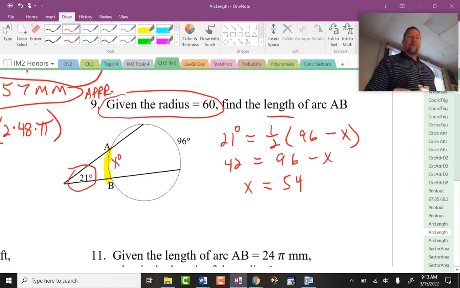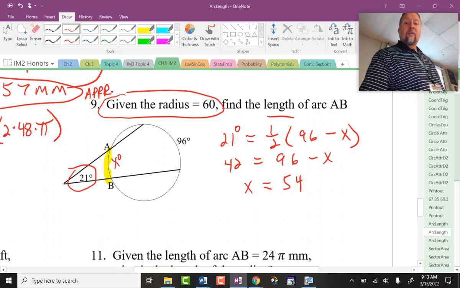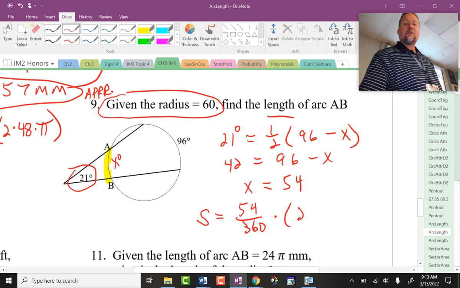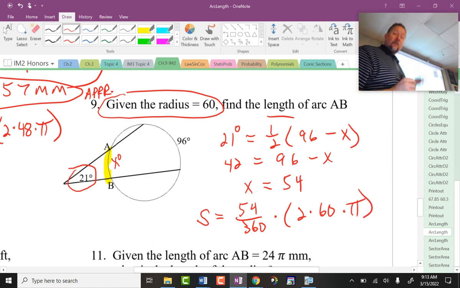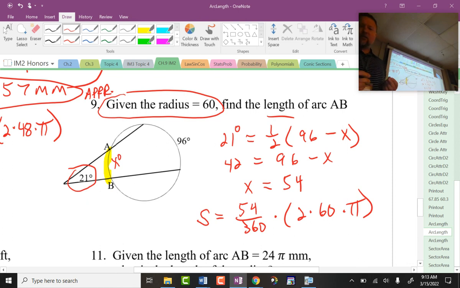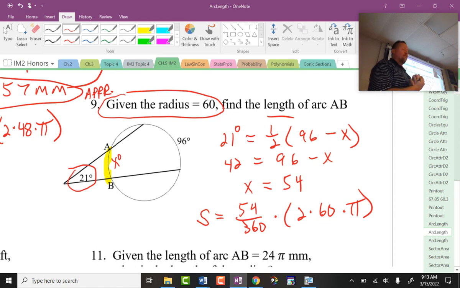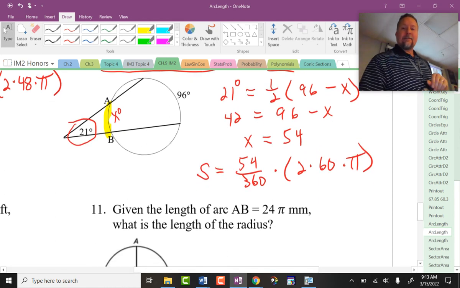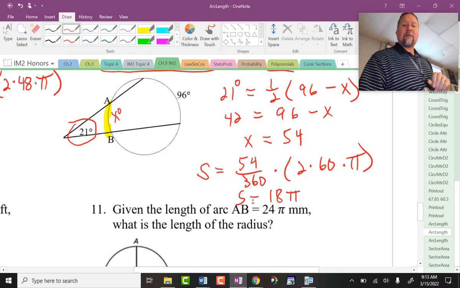All right, but that's just half the battle. Now to get the arc length, I put it in my arc length formula. This is 54 out of 360 times 2 pi r. I just like write it like that. You know what? This really isn't too bad because that's 120. 120 goes into 360 3 times. How many times 3 go into 54? 18. Did we get 18 pi there? Did I just get that? Nice. I can't believe I did that mental math that quick.